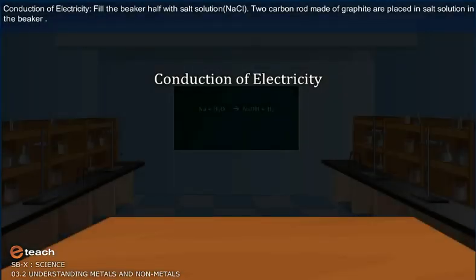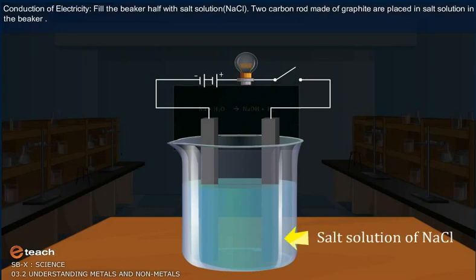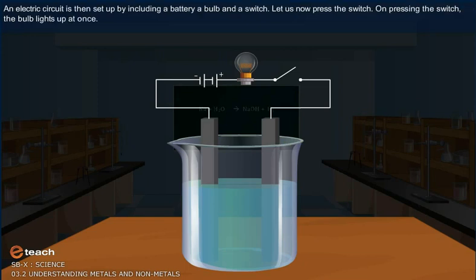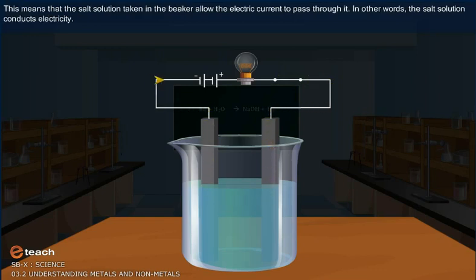Conduction of electricity. Fill the beaker half with salt solution, NaCl. Two carbon rods made of graphite are placed in the salt solution in the beaker. An electric circuit is then set up by including a battery, a bulb, and a switch. Let us now press the switch. On pressing the switch, the bulb lights up at once. This means that the salt solution taken in the beaker allows the electric current to pass through it. In other words, the salt solution conducts electricity.